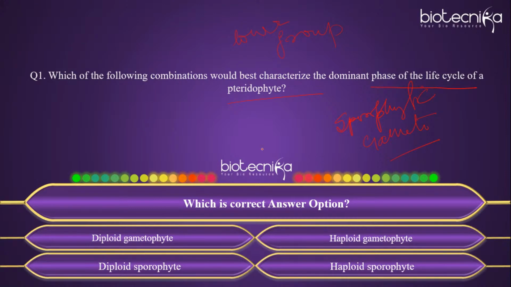Now, based on that concept, we have a question: which of the following combinations would best characterize the dominant phase of the life cycle of a pteridophyte? Will it be a diploid gametophyte, haploid gametophyte, diploid sporophyte, or haploid sporophyte? Any guesses? And mind it, pteridophyte, although it comes under cryptogam, is a complex plant. Pteridophytes were the first vascular land plants, and they do have proper root-shoot differentiation. Based on that, any guesses? Did you attempt this question?